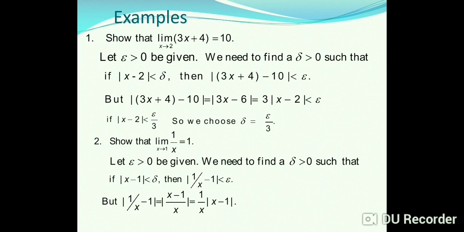Now we need to find a delta greater than 0 such that if |x minus 1| is less than delta, then |1/x minus 1| is less than epsilon. But |1/x minus 1| is equal to |x minus 1| divided by x, that is equal to 1 divided by x times |x minus 1|. Here we deal with the x.